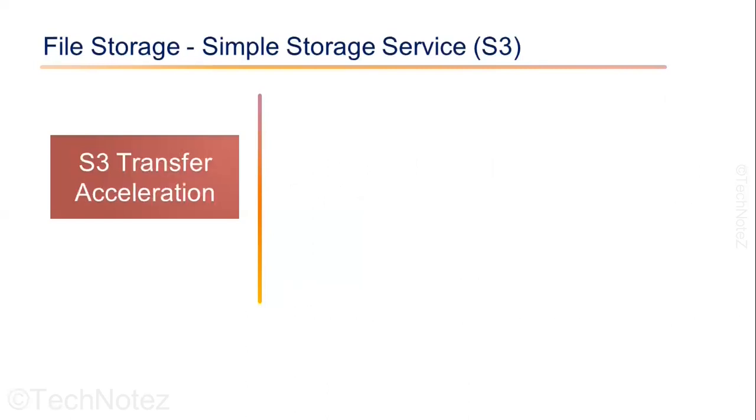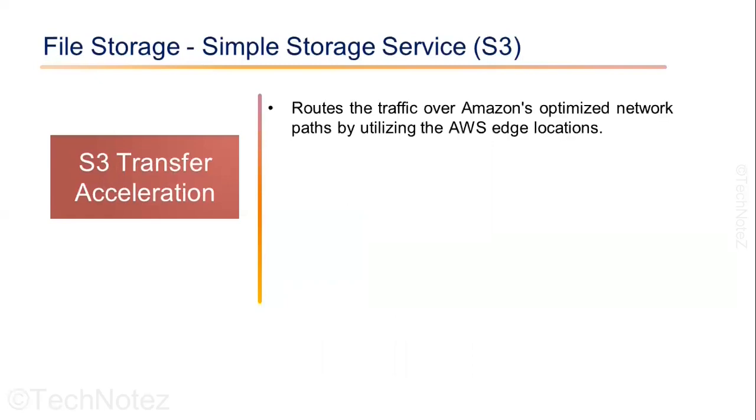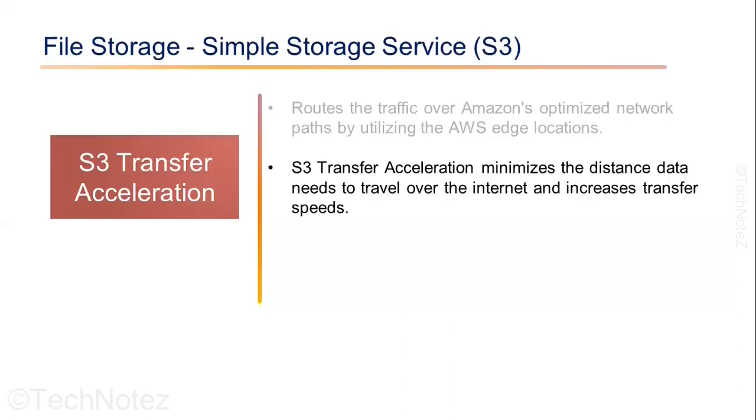Next, let's talk about AWS S3 Transfer Acceleration. S3 Transfer Acceleration works by routing the traffic over Amazon's optimized network path, and it does it by utilizing the AWS edge locations as part of Amazon CloudFront, which minimizes the distance data needs to travel over the internet. This reduces the latency and increases the transfer speed, especially for users who are located far away from the S3 bucket.